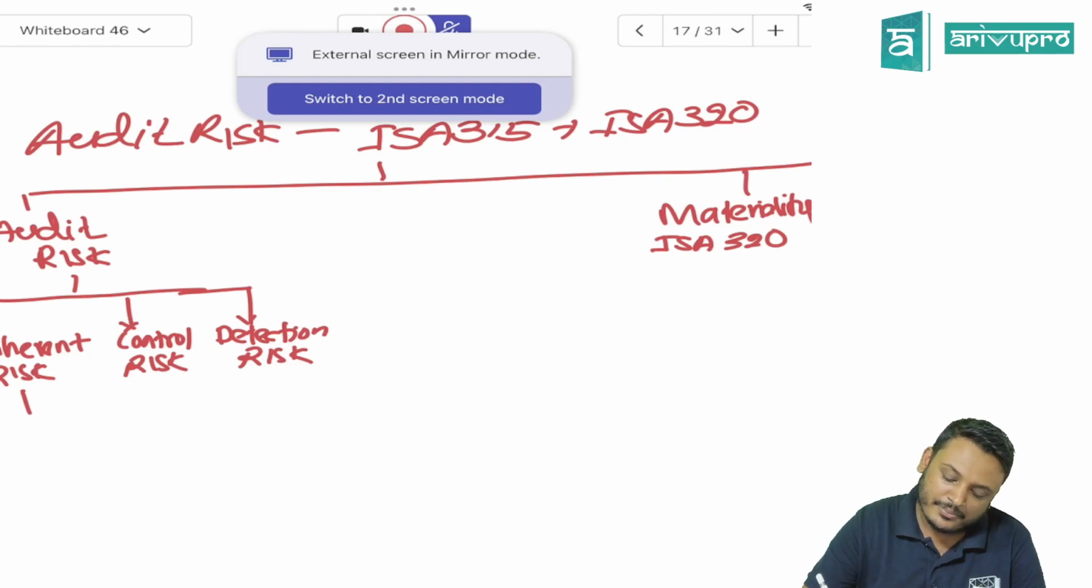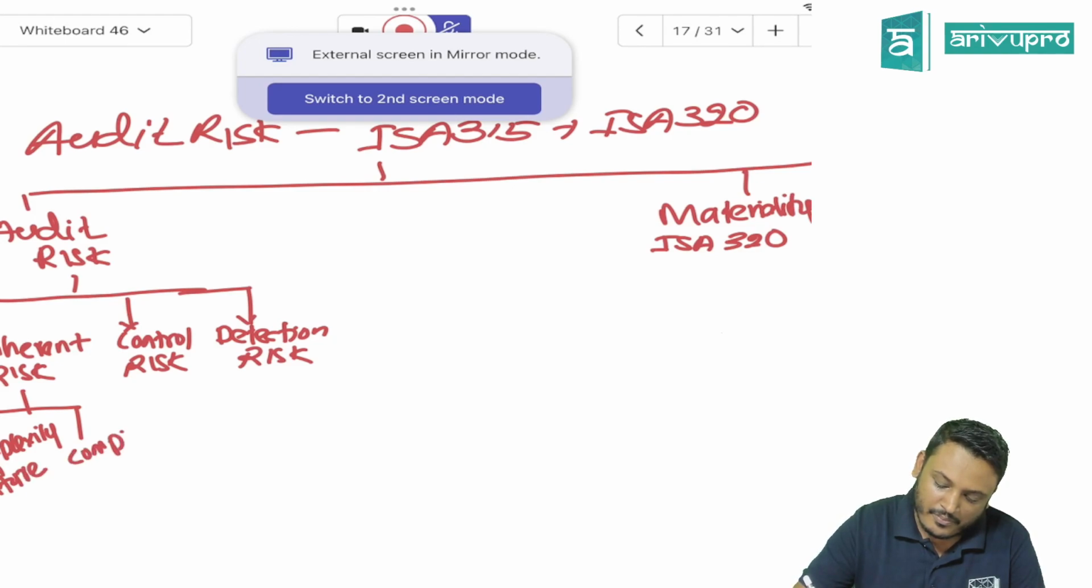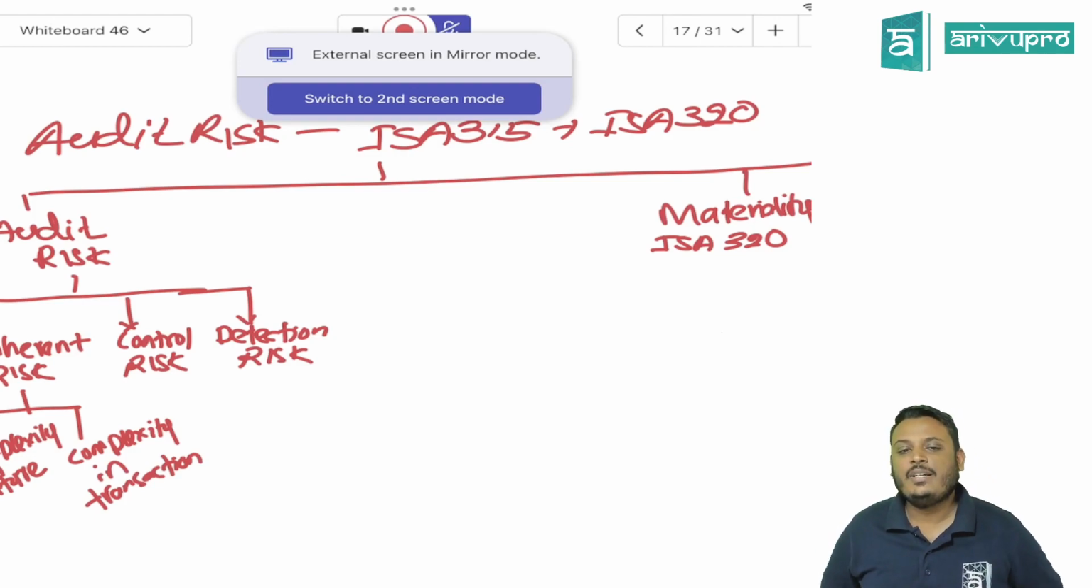Inherent risk: complexity in nature, complexity in transaction. Complexity in nature. Complexity in transaction. Am I fast?